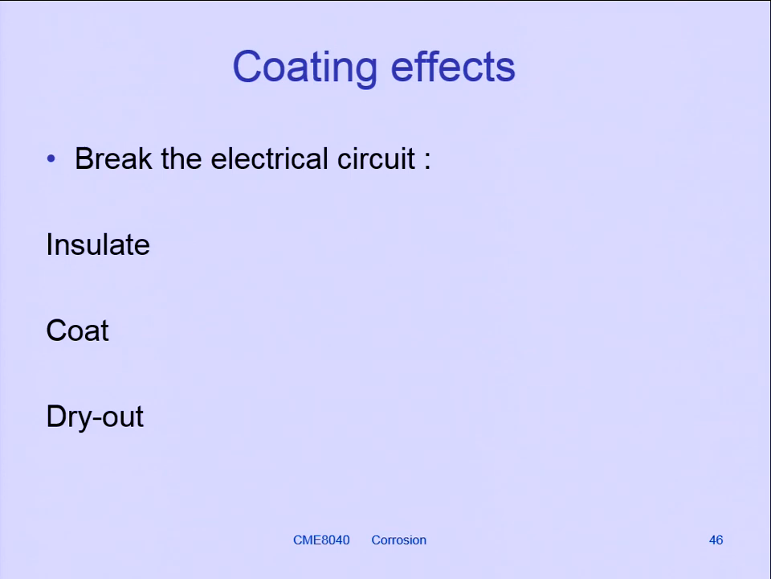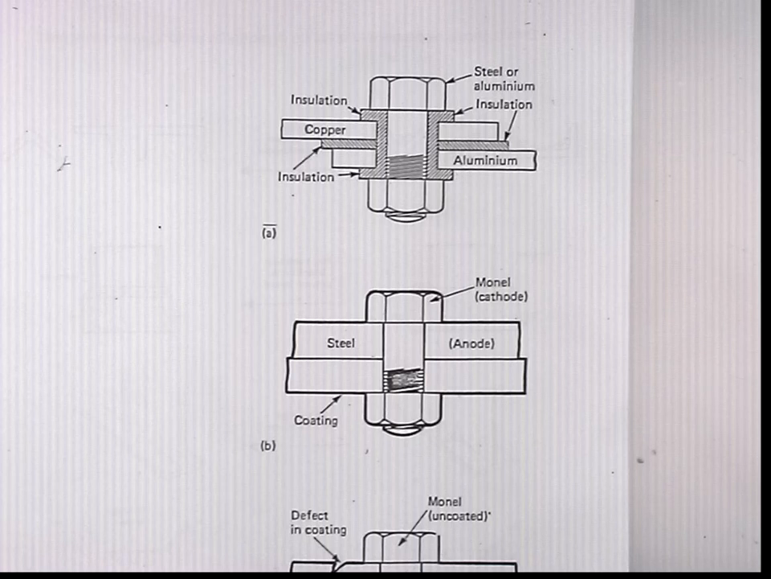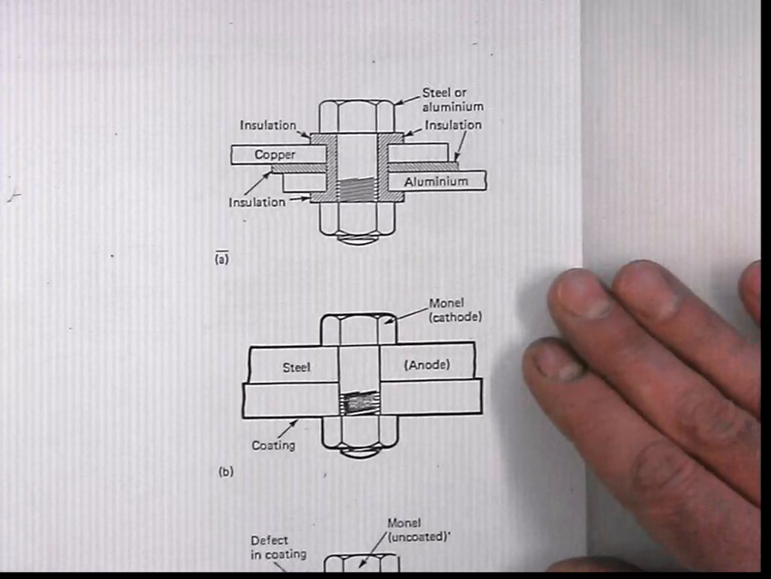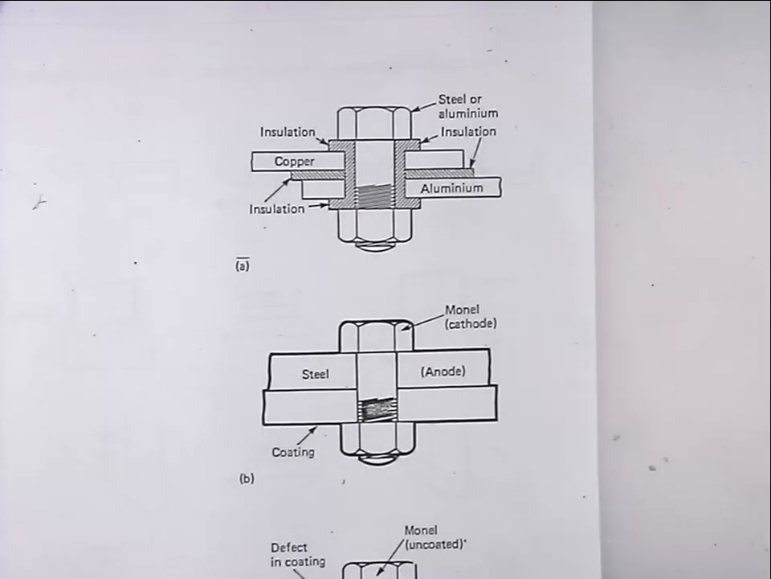So on your handout, what you've got are these three images. The top one is just showing you the insulation route. So if you isolate the anode from the cathode in the galvanic couple, then you won't have any more problems. And that's exactly what quite a lot of industry does to protect materials from each other.